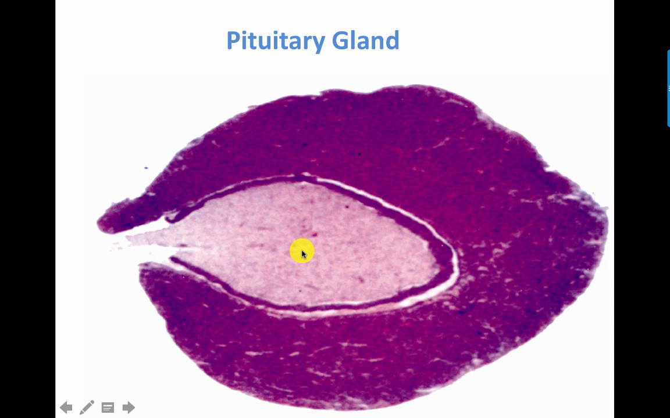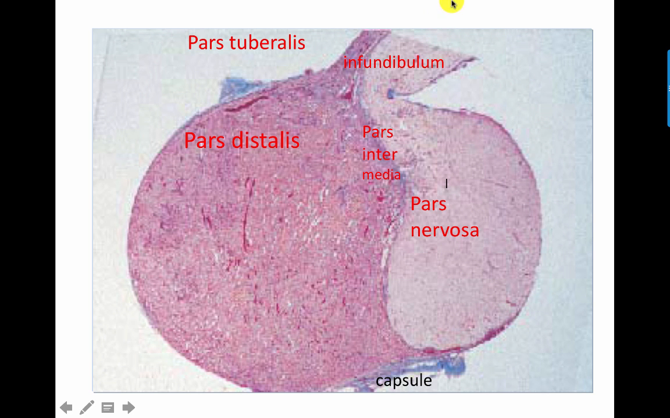Here we have a transverse section, but here we have a longitudinal section so that you can see the pale area is the pars nervosa, and here we have the connection with the hypothalamus, which is called the infundibulum. And here we have the dark area representing the anterior pituitary, and this is the pars distalis.